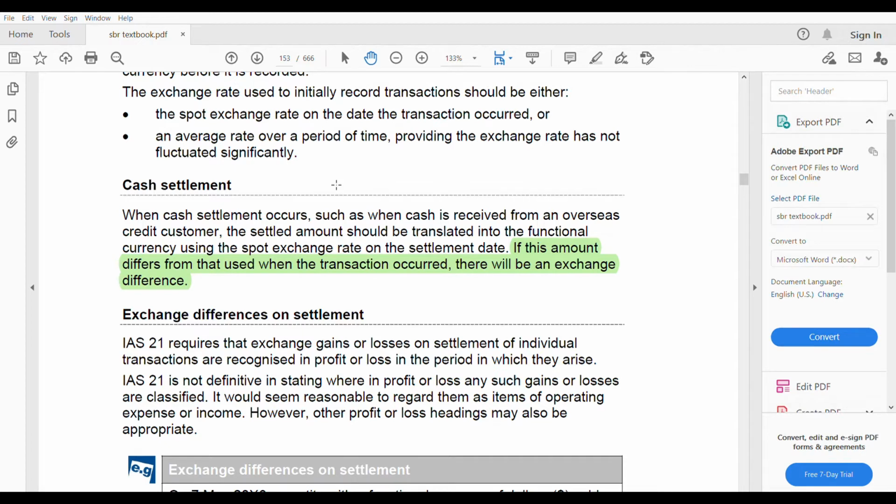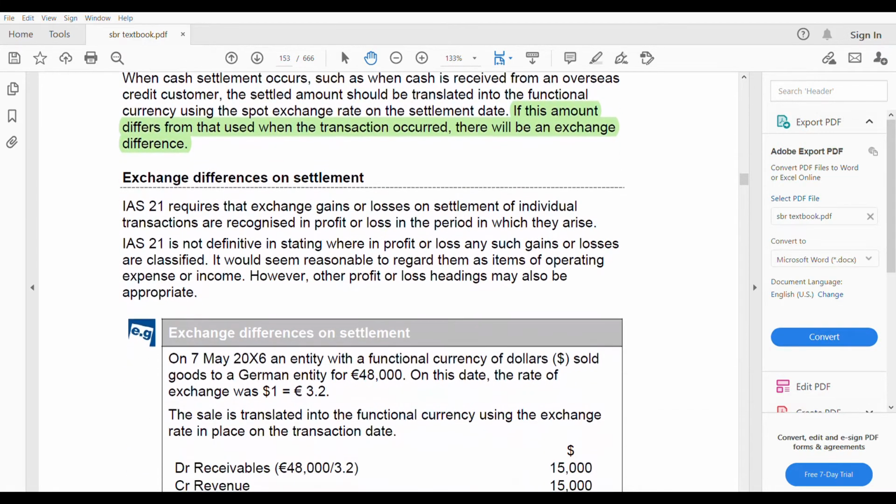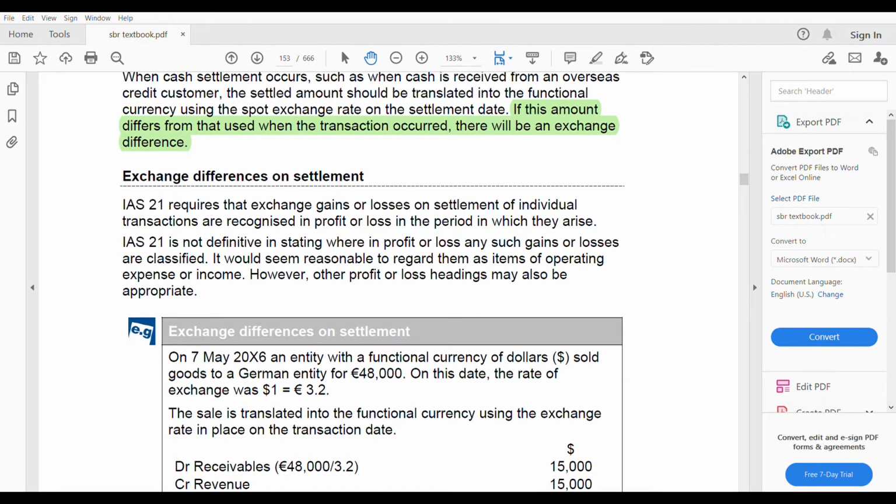How do you know that you have to apply IAS 21? They will mention a foreign subsidiary, they will mention different currencies. So it is understood that you have to apply IAS 21. Now, exchange differences on settlement. Where is this exchange difference recorded? You have to know the place also.